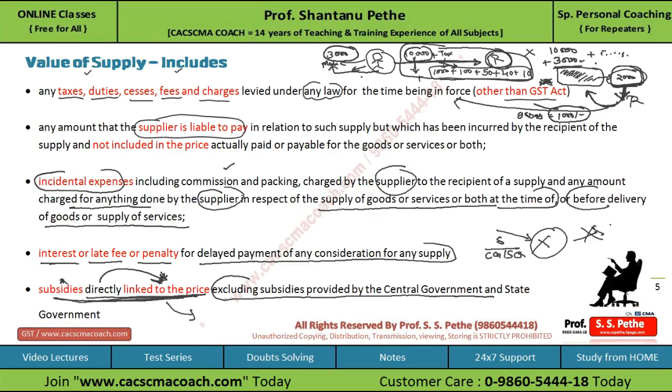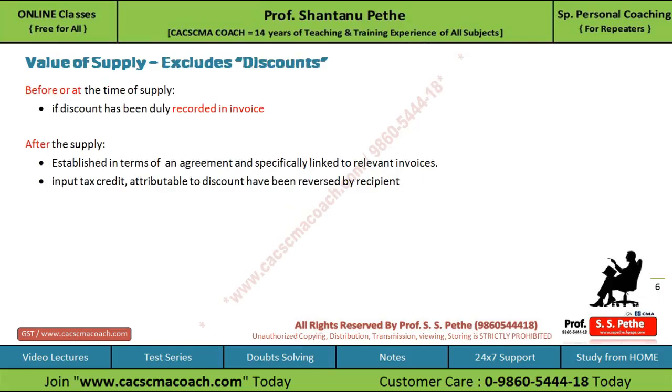And a question can also come on this, that a subsidy which is directly linked to the price, whether it will be treated or counted in the value of supply or not. The answer is yes, provided this subsidy should not have been provided by central or state government. Now you have to see that the value of supply excludes the discount. Now this we can see in two parts. Discount provided before or at the time of supply. Suppose before or at the time of supply, the supplier has provided a discount.